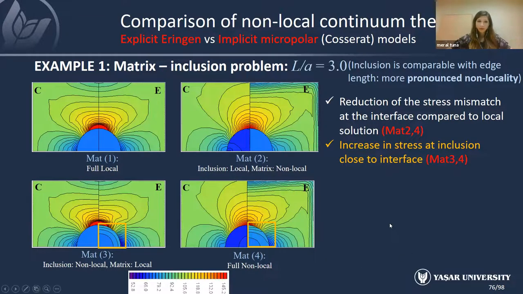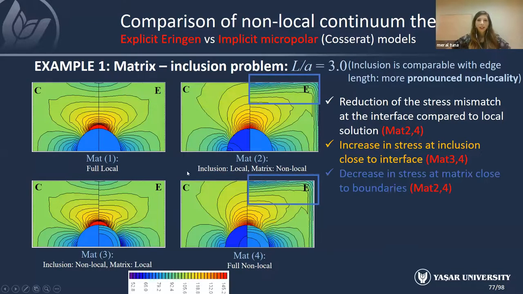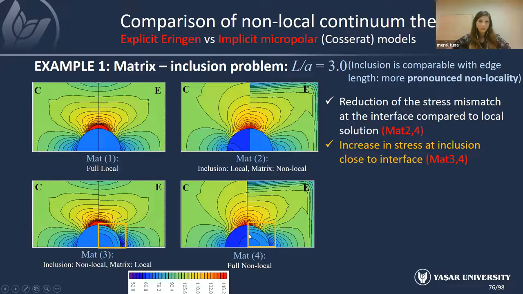For models with Eringen type matrix, we see an increase in stress at the inclusion close to boundaries, and a decrease in stress at the matrix, again close to boundaries. Both cases can be attributed to the strong non-local character of Eringen's model. Because in this case, there are missing neighbor relations as the domain is finite. That is why the stress here is reduced. On the other hand, we know that stress at a point is related to strain of the entire domain, which is why for points that are close to the interface, the stress is affected by the strain of the matrix. That is why here we obtain an increase in the stress at the inclusion part.